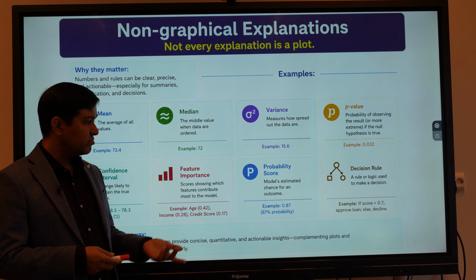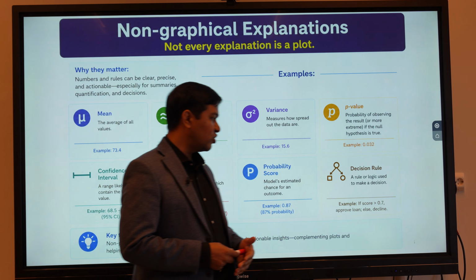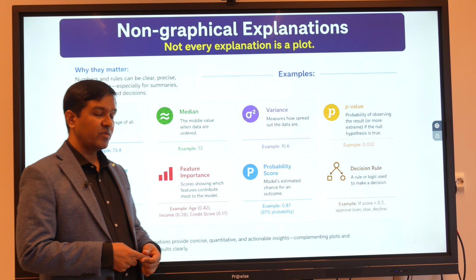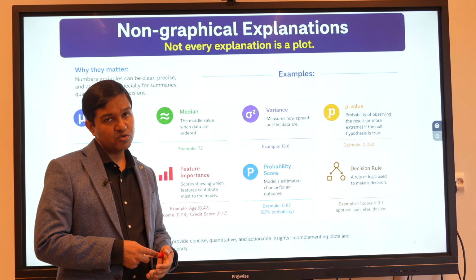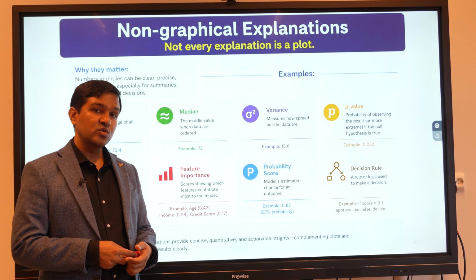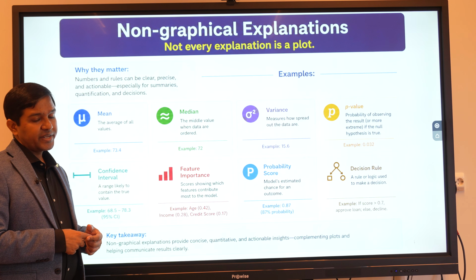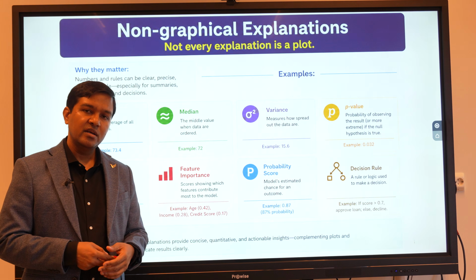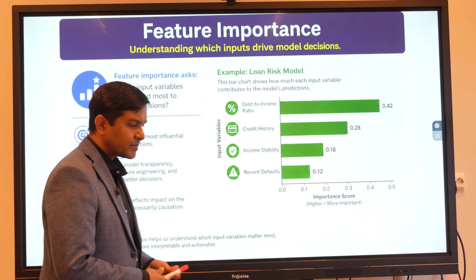A decision rule: you don't need a decision tree all the time. For example, a rule like: if score is more than 0.7, then approve the loan, otherwise don't approve the loan. So a simple rule written as text can also be explainable. It's not that you always need a visual model for explanation. Sometimes non-visual models are as good at explaining for certain domains and certain cases.